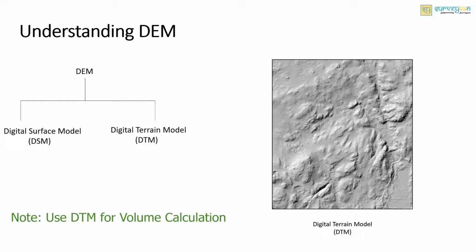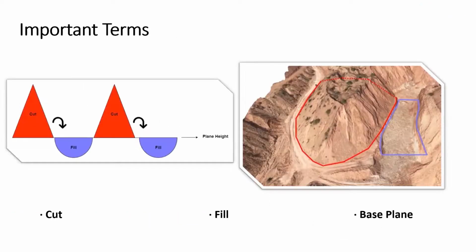In the volumetric measurements, usually the digital terrain model is taken because it gives us accurate volume measurements as it does not involve the elevation of the trees, buildings. Whereas the digital surface model, since it contains the objects, we get inaccurate measurements. While we move forward, I will be using these terms frequently, so let us know them beforehand.